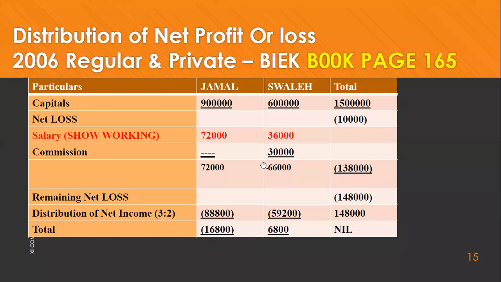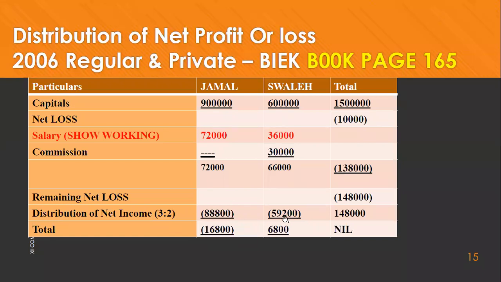Then we have 72,000. Yes, 148,000. Okay, fine. I was discussing. Yes, 148,000, then multiply by 3 divided by 5 for Mr. Jamal, and 148,000 multiplied by 2 divided by 5 for Solid. This is the negative distribution because we have the negative value, and distribution will also be negative.